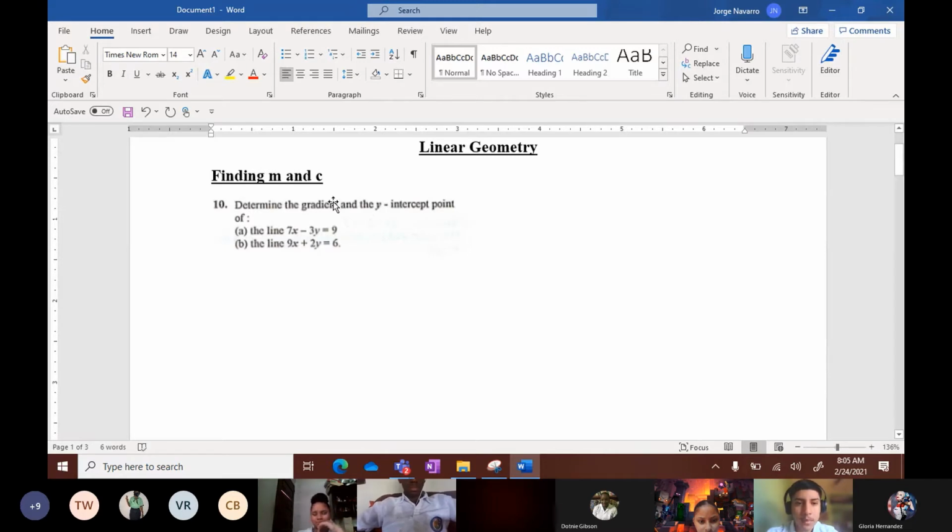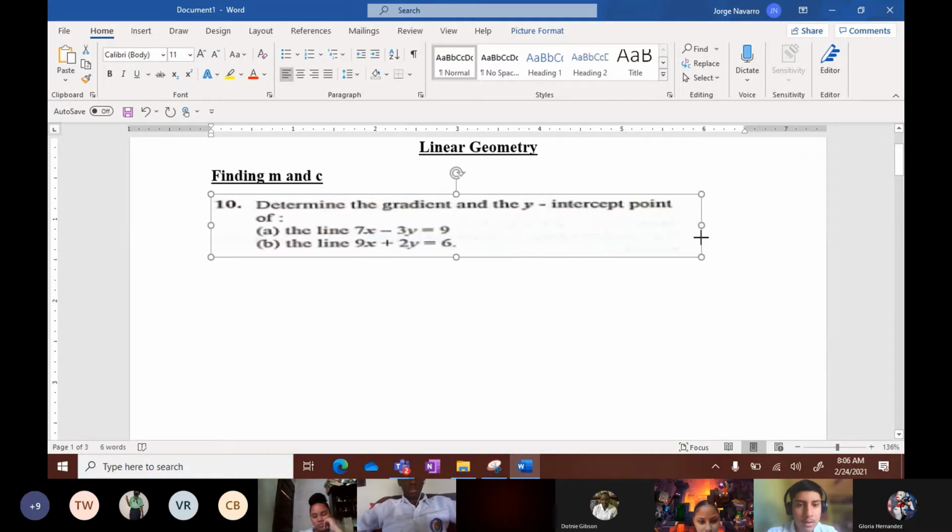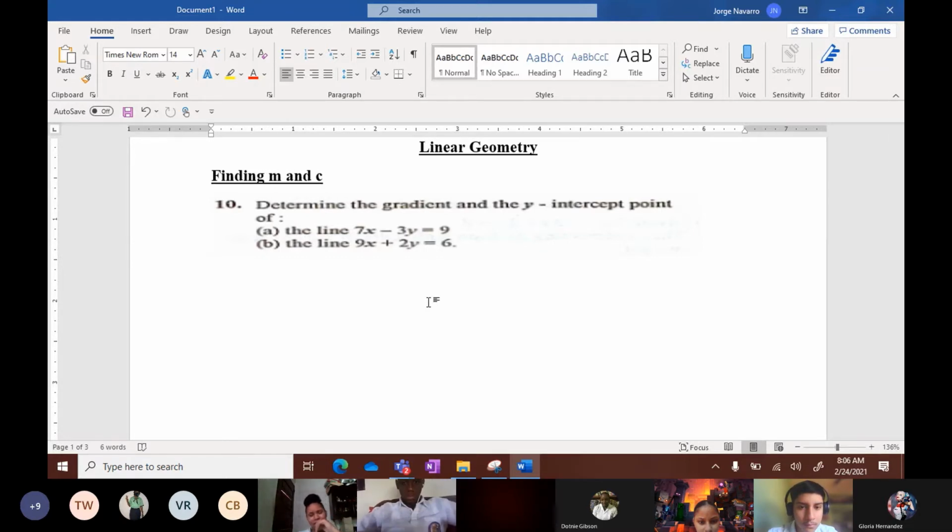So here we have the question. It says determine the gradient and the y-intercept point of the given two lines. And we're only going to do one. So let me start there.